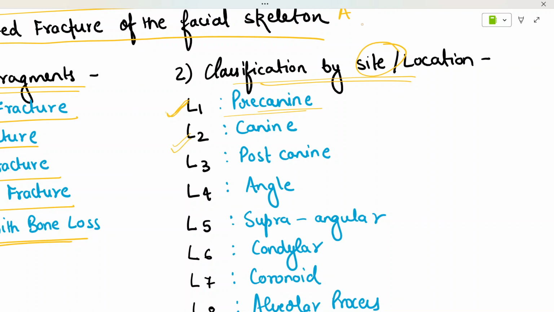That is L3 if the fracture occurs there. If the fracture occurs at the angle region, it comes under L4. Supraangular is L5, basically the ramus part. L6 comprises the condylar, L7 is the coronoid, and L8 is the alveolar process, or basically the dentate part.